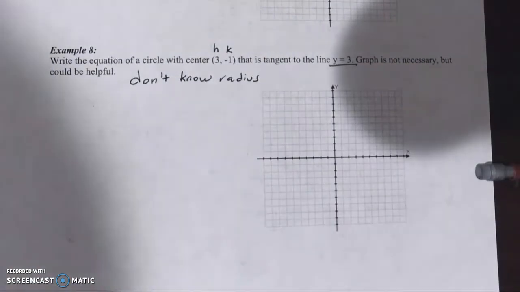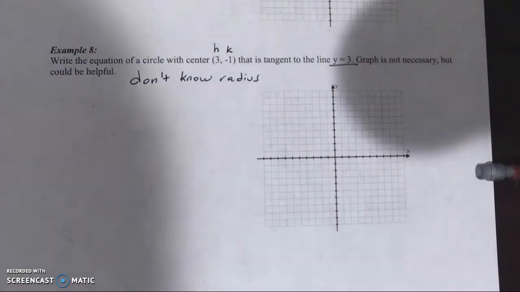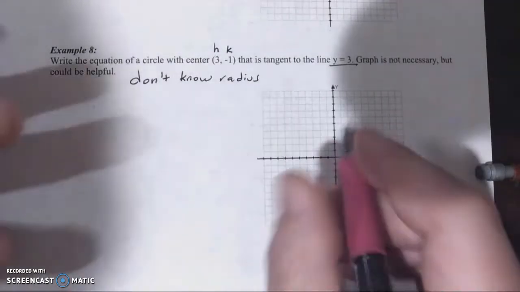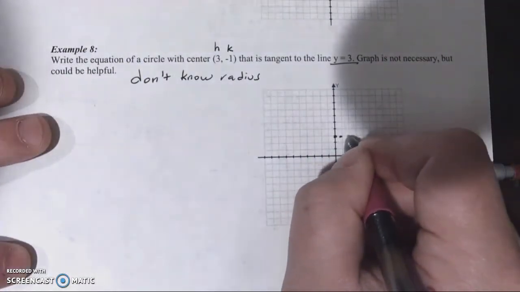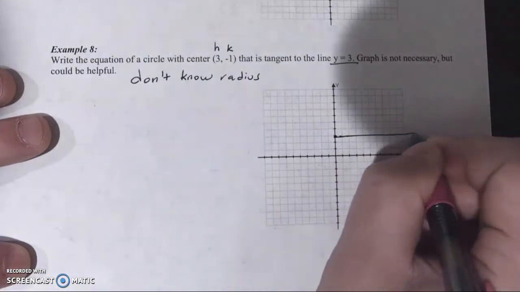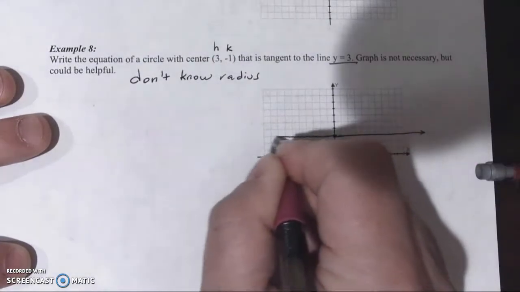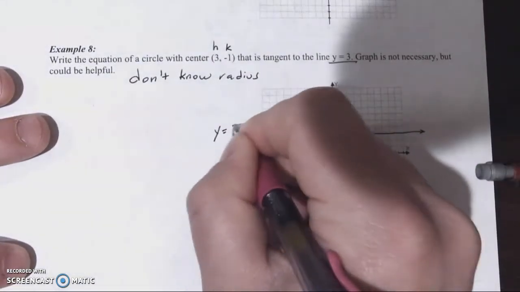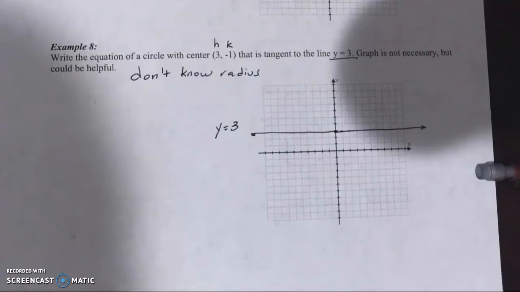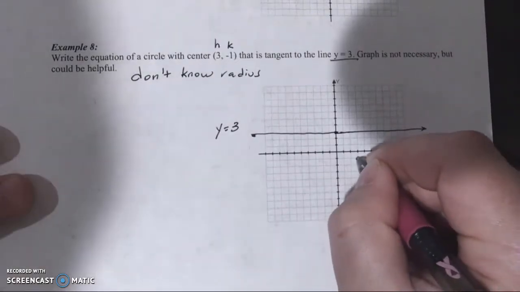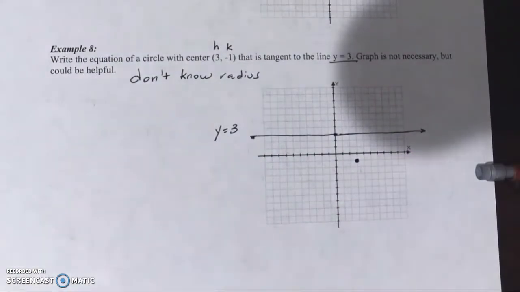Important that you know what the line y equals 3 looks like. Y equals 3 is a horizontal line. Every single point in the world that has a y coordinate of 3. This one, this one, this one, all of these. Okay, so this is the line y equals 3. The center of this circle is at 3, negative 1. That would be the center of the circle.